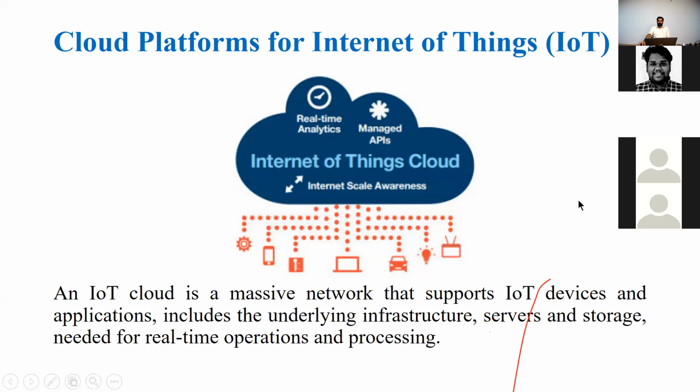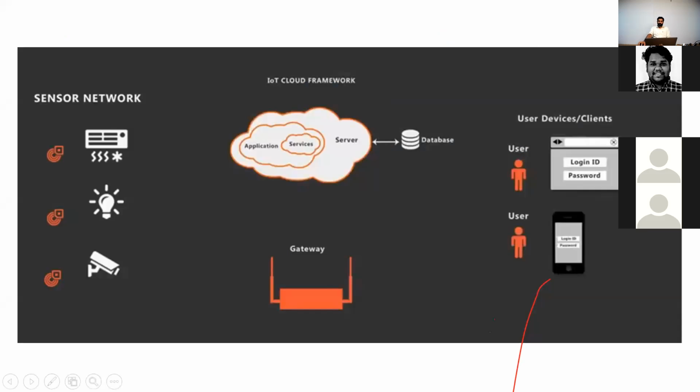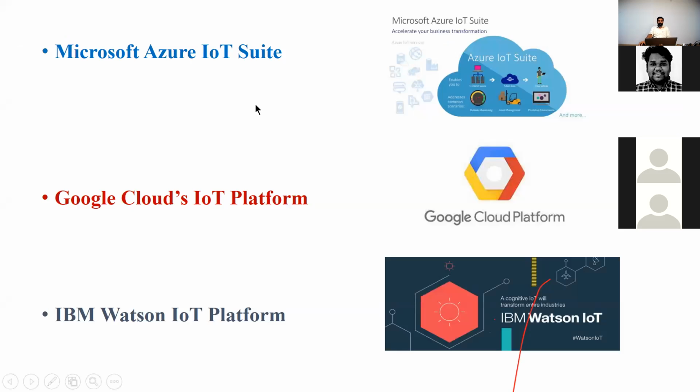We will look into what the possible different types of cloud platforms are available for your real-time sensor deployment and real-time image deployment applications. First one is the Microsoft Azure IoT. Second one is Google Cloud IoT platforms, and then IBM Watson IoT platforms.